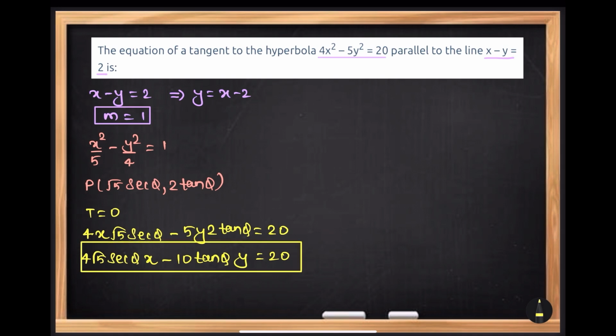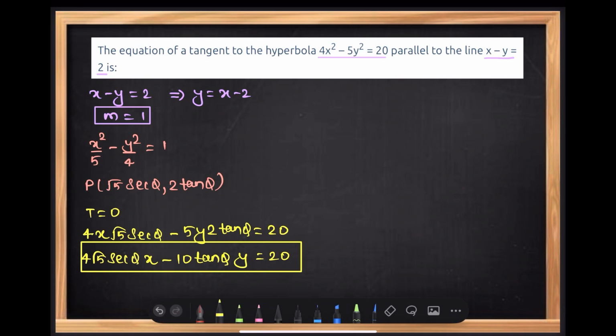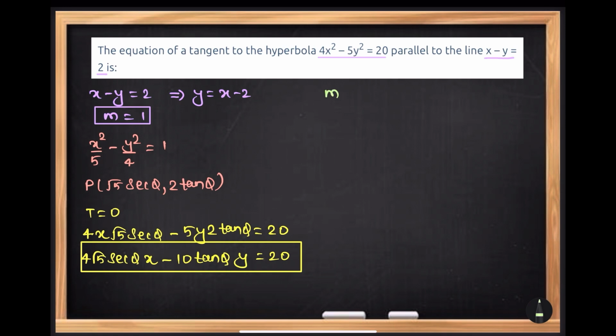Okay. Now look at this. According to us, what is the slope of our tangent? We will convert this equation into y equals mx plus c form. We will get slope as 4 root 5 sec theta upon 10 tan theta. Correct? Coefficient of x by coefficient of y. Now look at this. According to us, slope is this, but according to them, slope is 1.